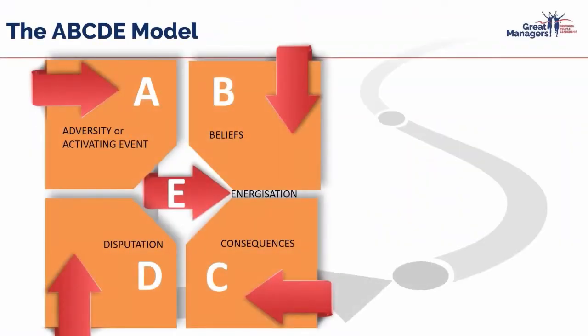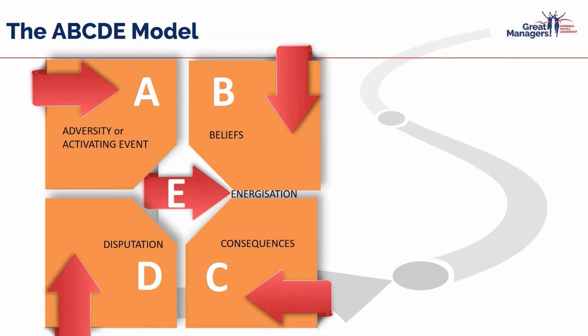Today I'm going to share with you another technique called the ABCDE model. The first part of this model, the ABC part, was originally developed by psychologist Albert Ellis, and it's been added to by Seligman and many other experts. The ABCDE model is a method for building optimism by recognizing and disputing pessimistic thoughts.